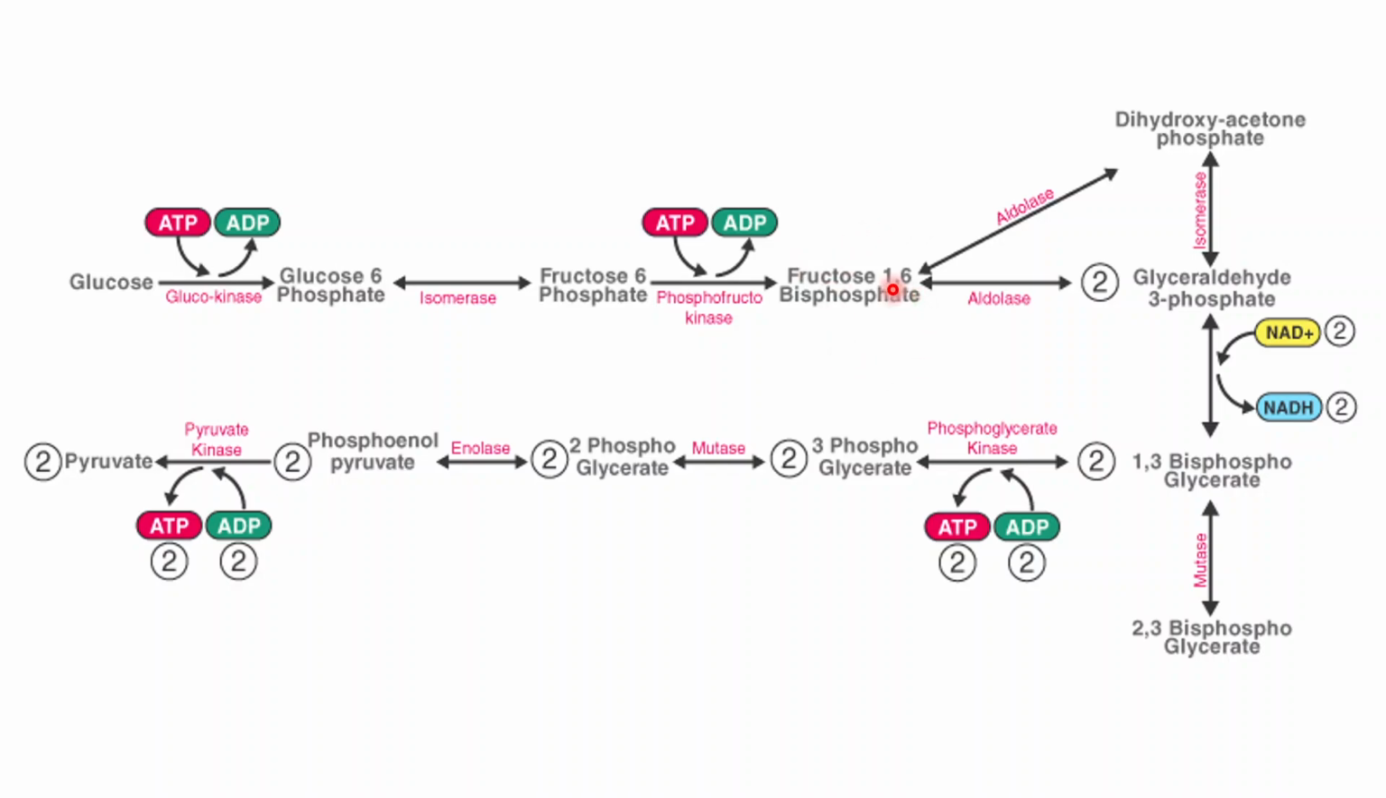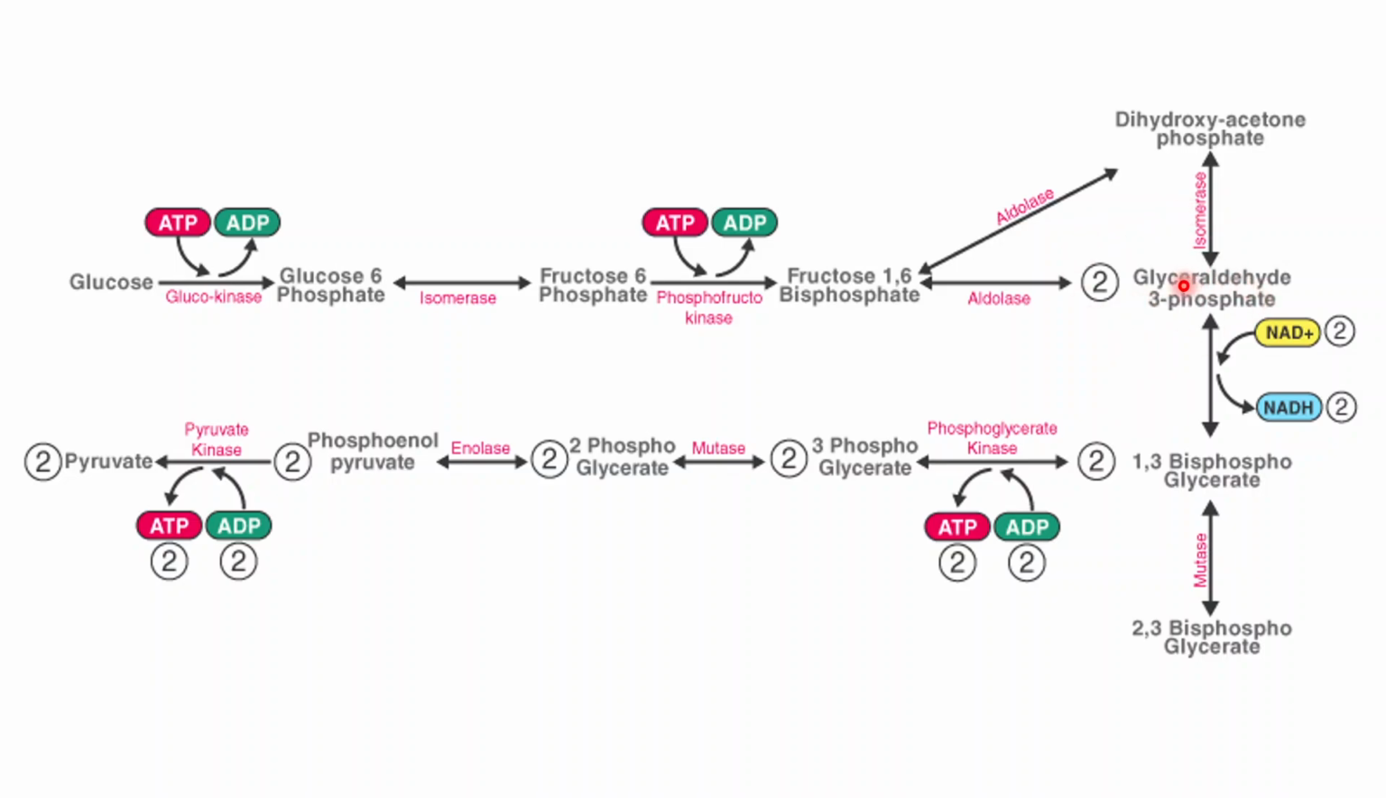From this product, fructose 1,6 biphosphate, the aldolase enzyme will catalyze the reaction to make two products, dihydroxyacetone phosphate and glyceraldehyde 3 phosphate. This dihydroxyacetone phosphate, again by an isomerase, is converted into glyceraldehyde 3 phosphate. So 2 molecules of glyceraldehyde 3 phosphate are there.